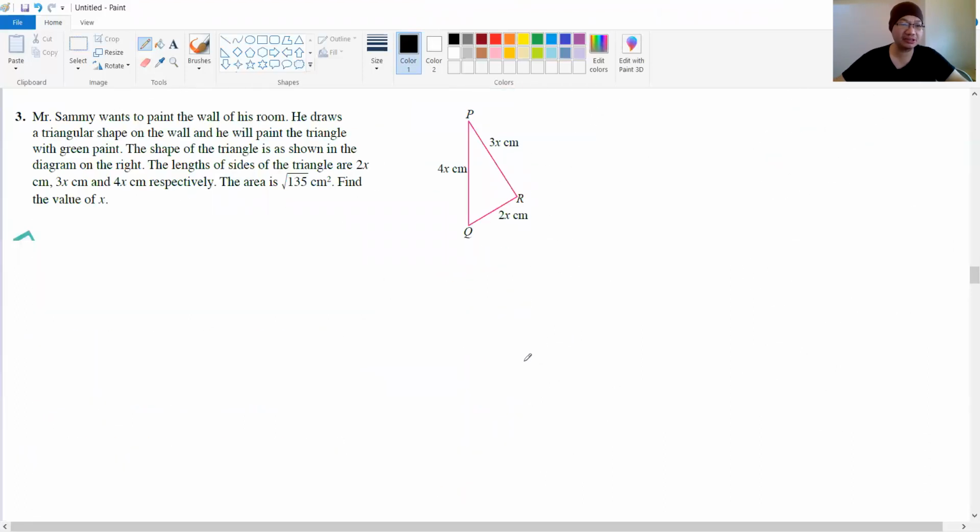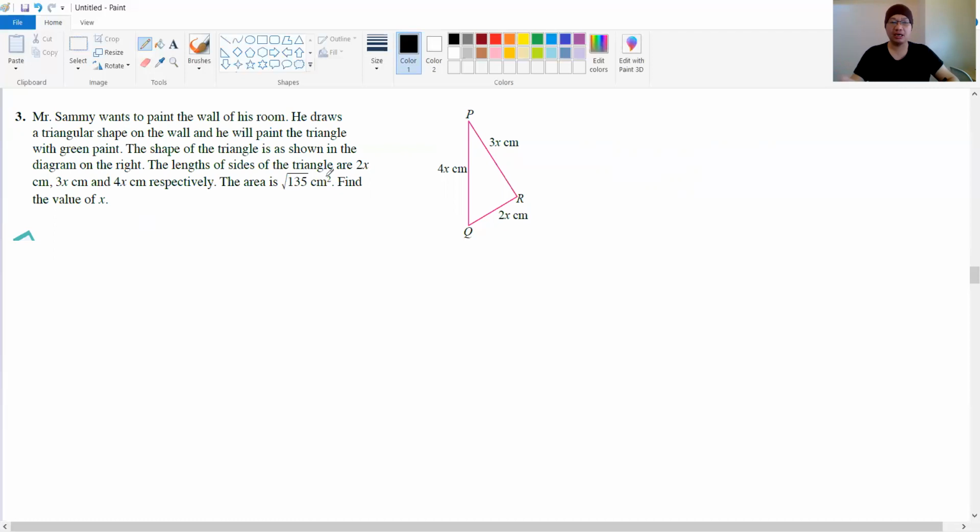Okay, settle number 2. Now look at number 3. Okay, Mr. Sami wants another tricky question. So Mr. Sami wants to paint the wall of his room. Okay, he draws a triangle shape, something like this with the green color here. The sides of the triangle are given as 3x, 4x, and x here. Okay, please be careful. The area of this triangle is set at 135. Find the value of x.